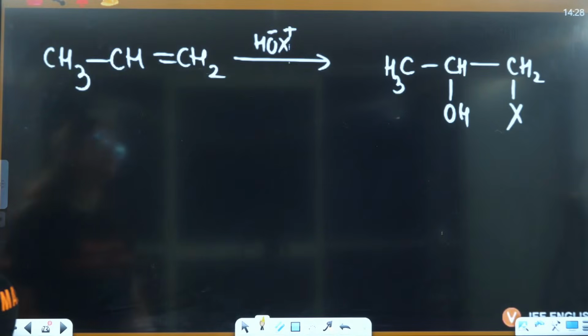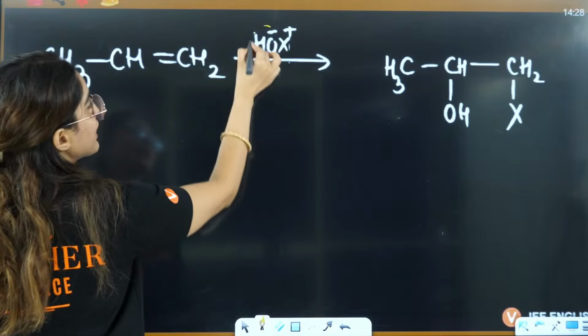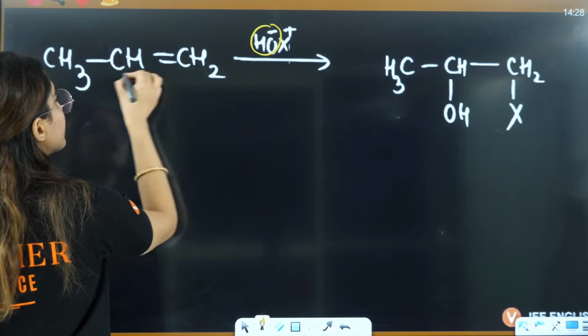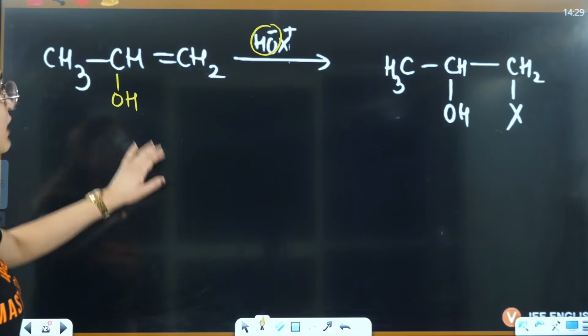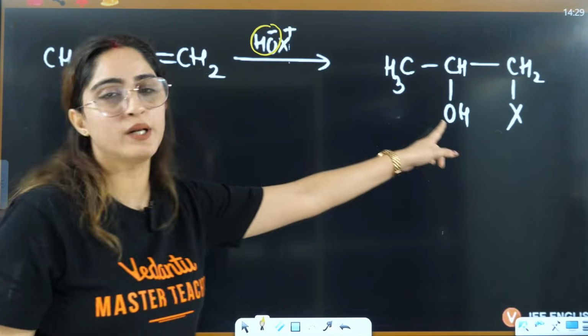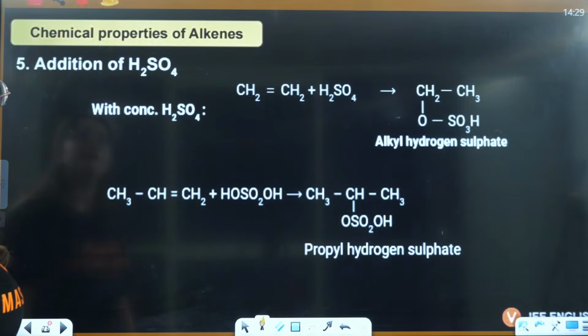Now let's see this question. What is the negative part? This is the negative part. So the negative part will be attached to the carbon with fewer hydrogens. So that's how this is the product that you will have here. Okay, this is the product that you will have here, right?